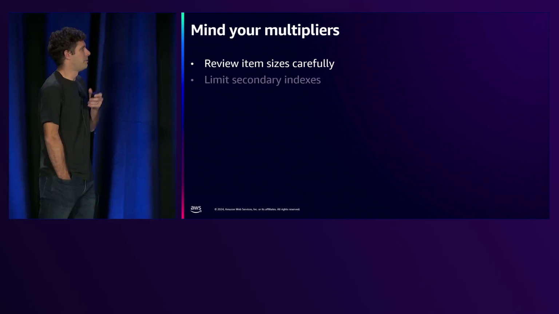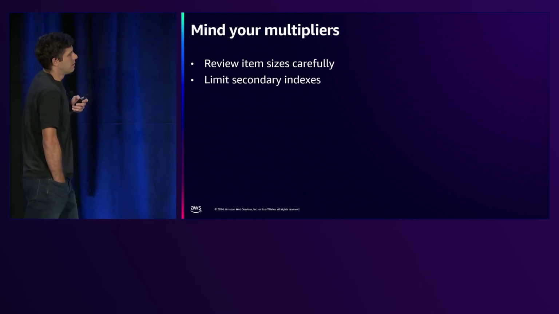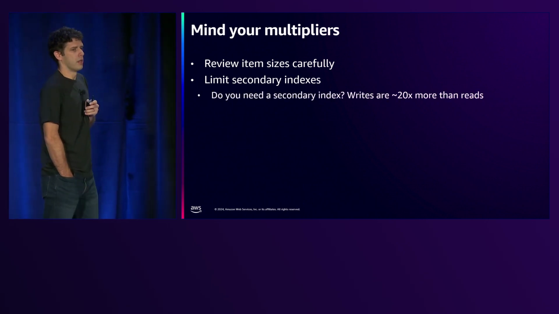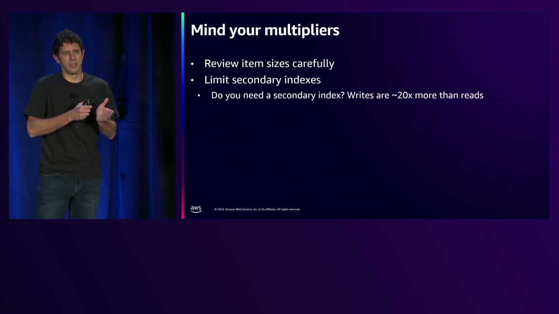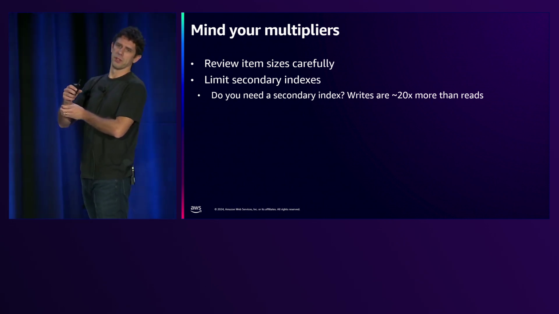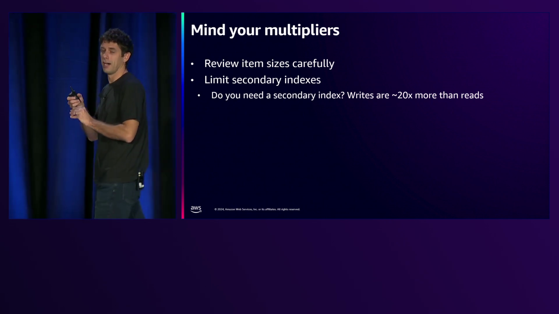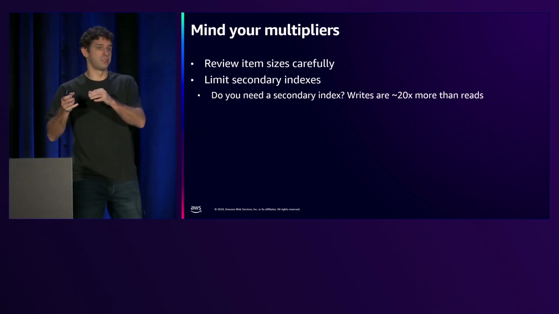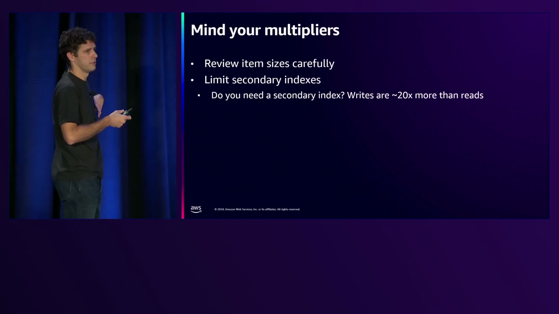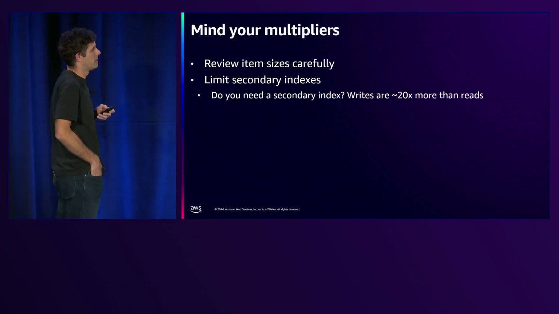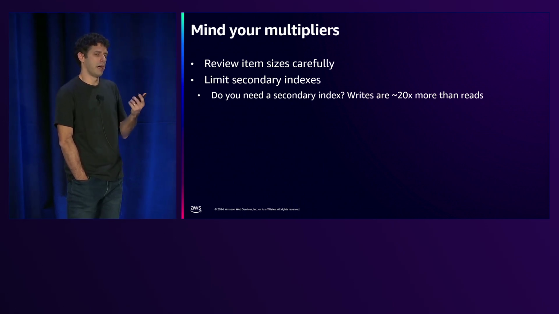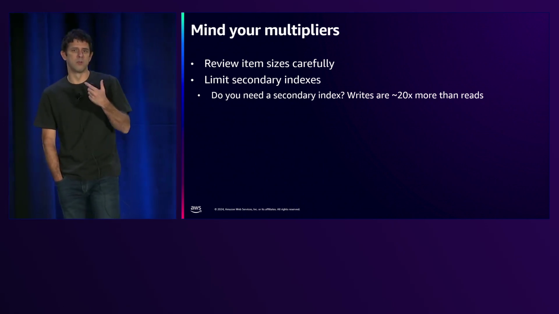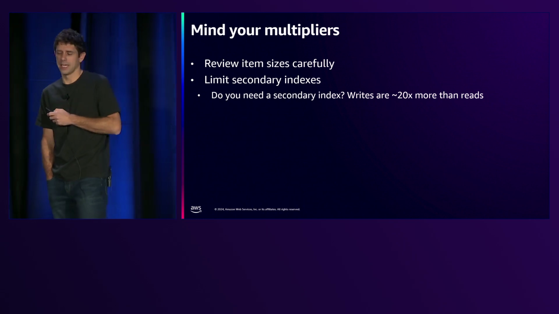Another big issue I see with a lot of people is to limit your secondary indexes and think really hard about using those. Do you really need a secondary index for a particular pattern? Writes are 20 times more expensive than reads, because a write capacity unit costs 5 times more than a read capacity unit, but it's also only 1/4 of the size of a read capacity unit. So it can be up to 20 times more expensive there. In some cases, rather than writing to a secondary index, if you have additional read patterns, sometimes it makes sense just to overread and overfetch and pay that cost, and that can be cheaper for you.